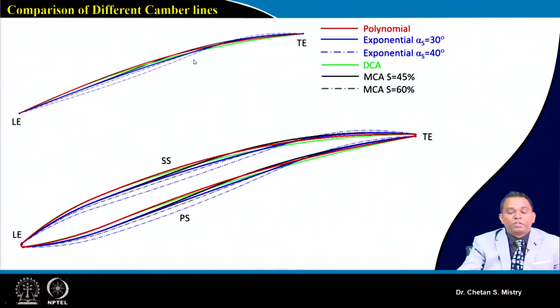This represents my double circular arc. Same way, this black color represents multiple circular arc. And this represents how my camber line, for the same thickness distribution, how the blades or the airfoils are being generated.